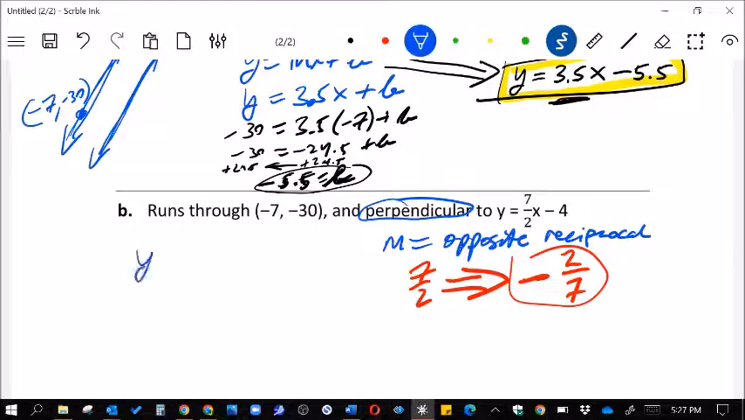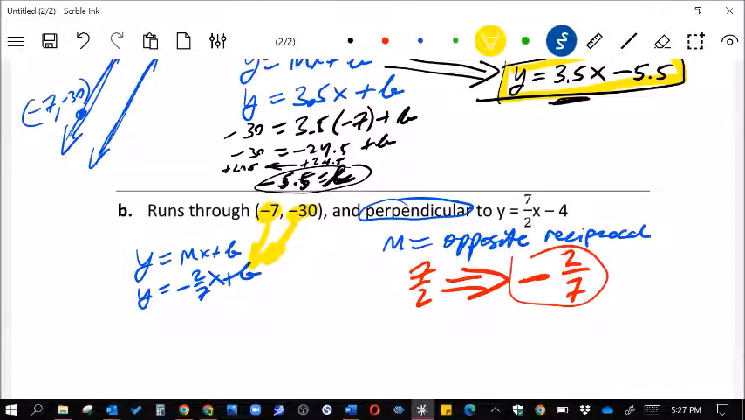All right, so let's do y equals mx plus b. y is equal to -2 over 7x plus b. And now we need to find out what b is, so we'll put -30 in here and -7 in here. So that means it's -30 equals -2 over 7 times -7 plus b.